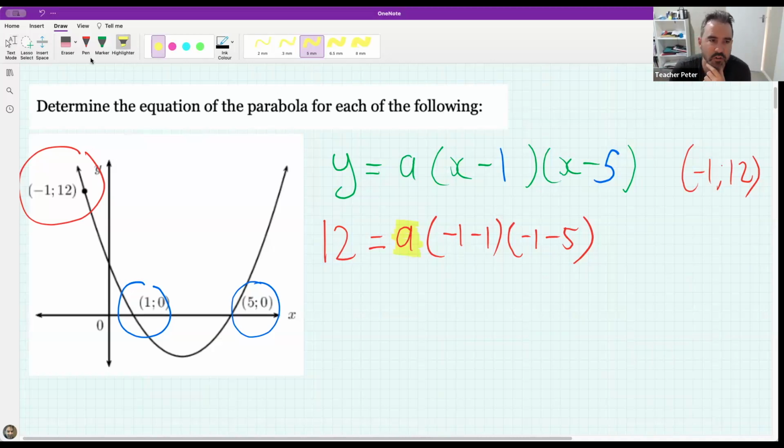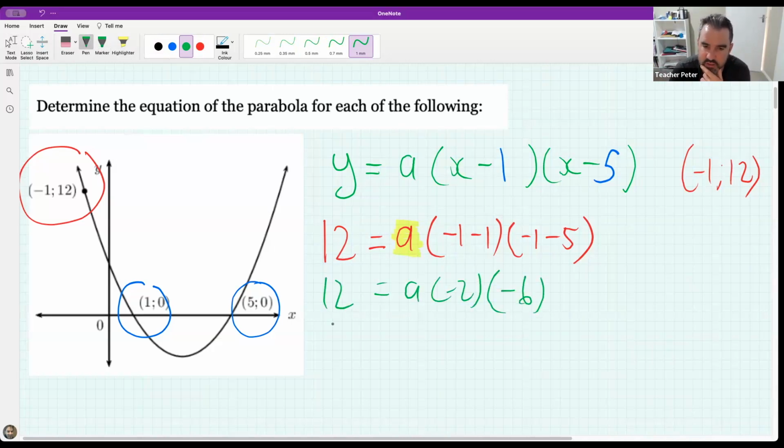Okay, what value of a are we getting? Well, that's -2. That's -6. That's 12. What's that? Oh, that's times 12. Okay, what is a going to be? Let me know in the chat.